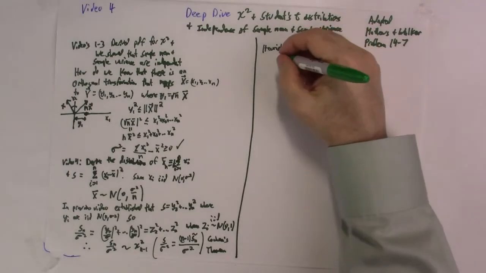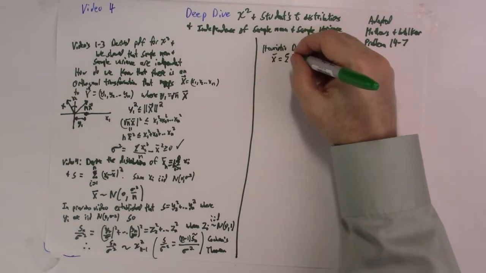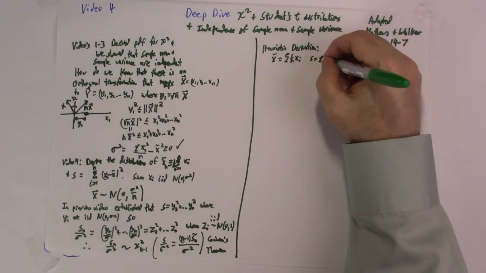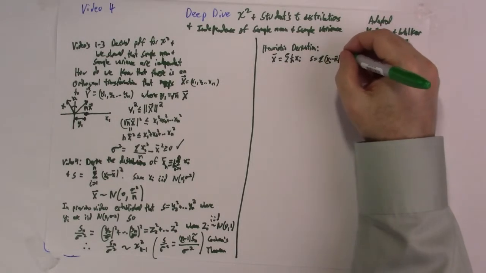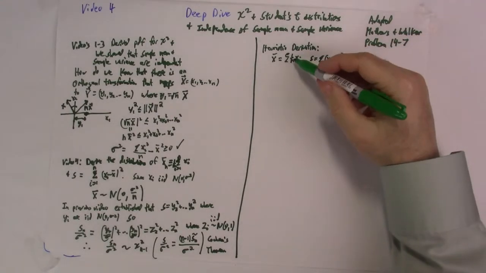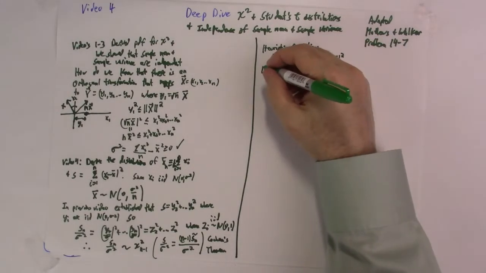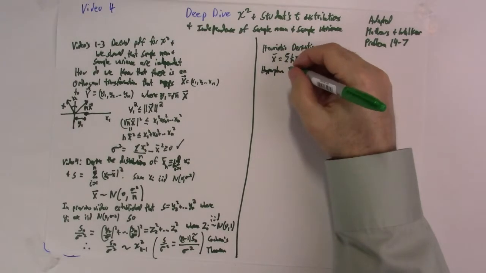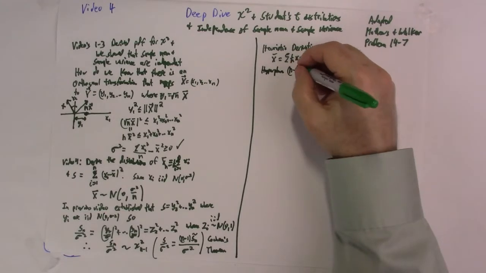So let me start again by writing down the definitions. X bar is equal to the sum 1 over n xi, and s is equal to the sum of xi minus x bar squared. Now, this definition over here essentially defines a hyperplane of n minus 1 dimensions, because it's one constraint.